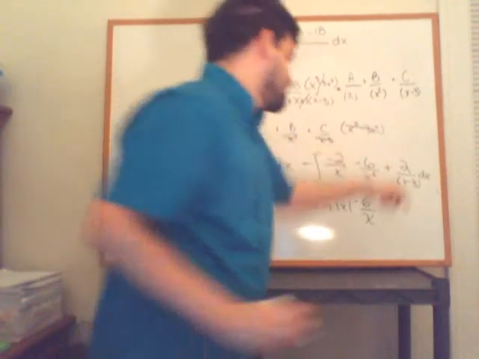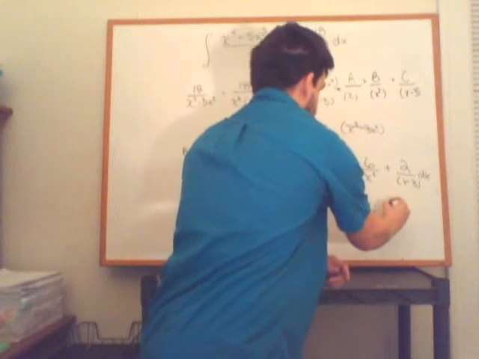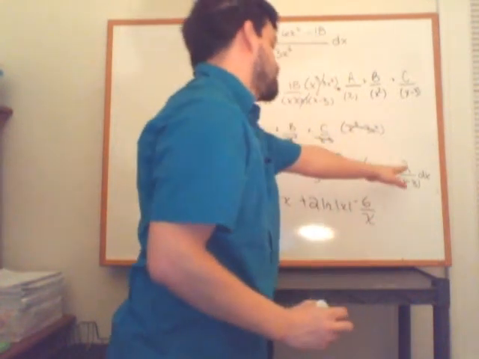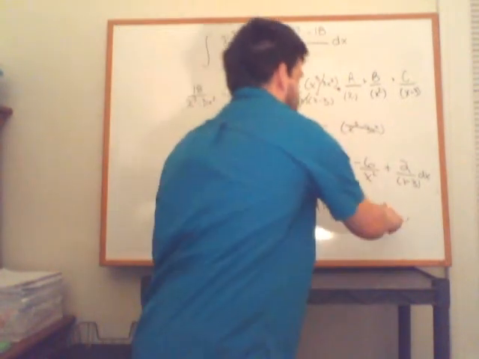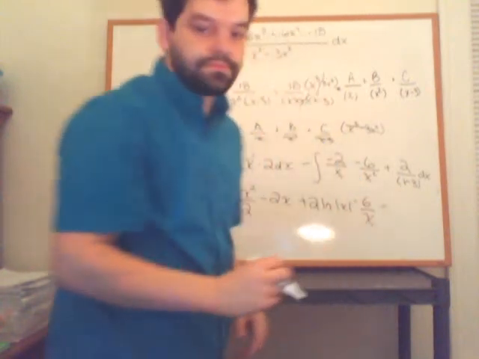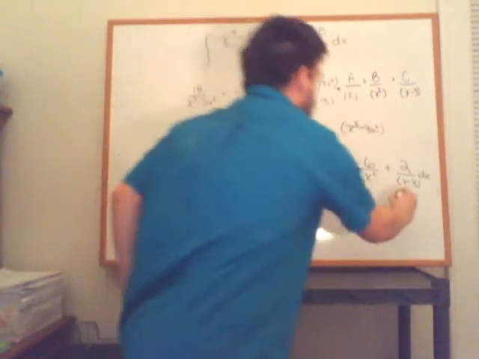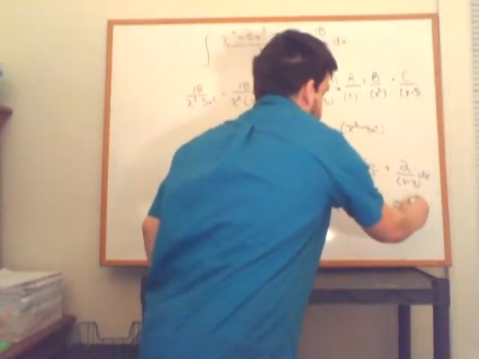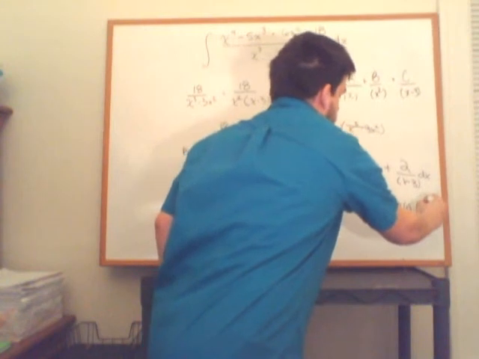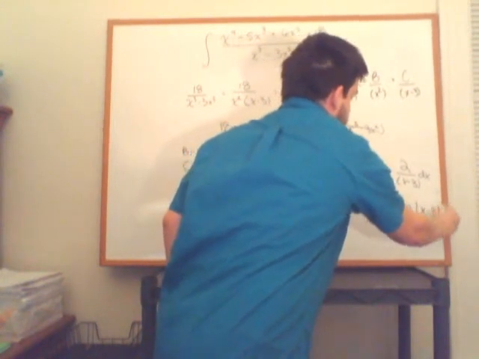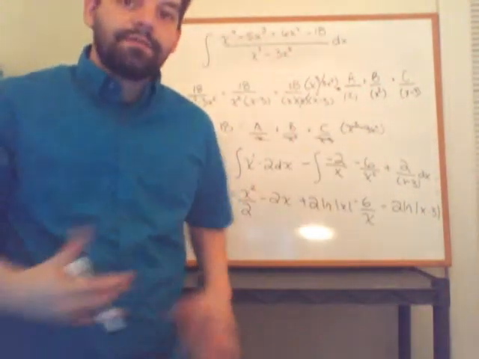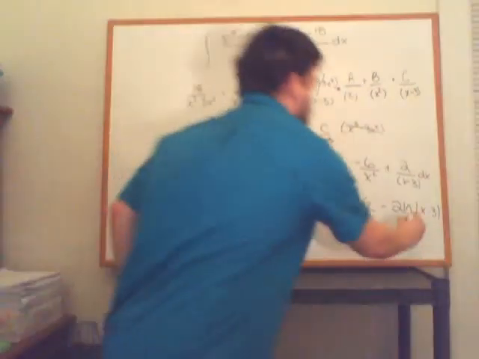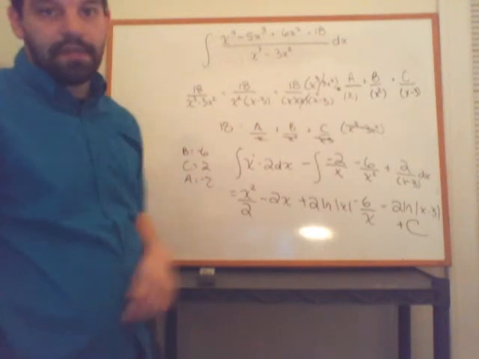Last but not least, we have 2, which is just a constant, and with the negative sign it is going to be negative 2. And again, just times the natural log, this is a linear expression, so this is going to be 2 times the natural log of x minus 3. And last but not least, guys, after all of that is said and done, do not forget your constant of integration, as this is an indefinite integral.